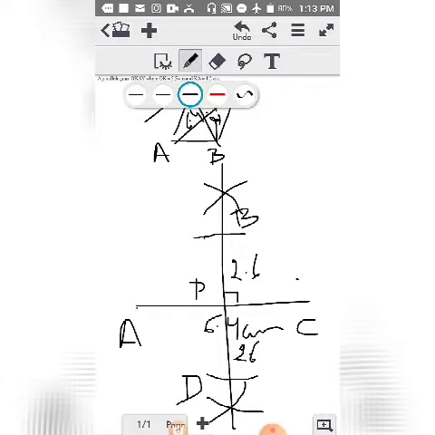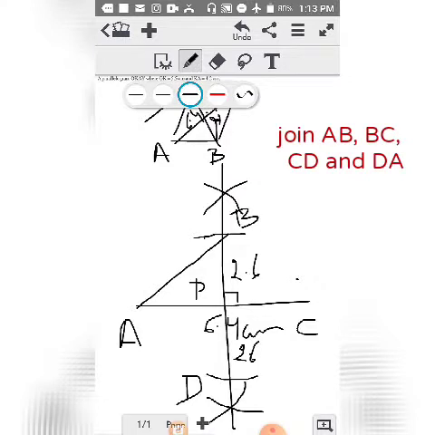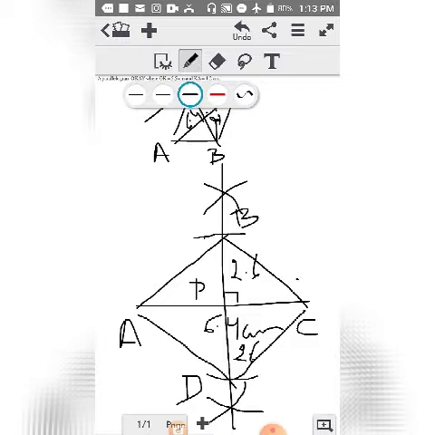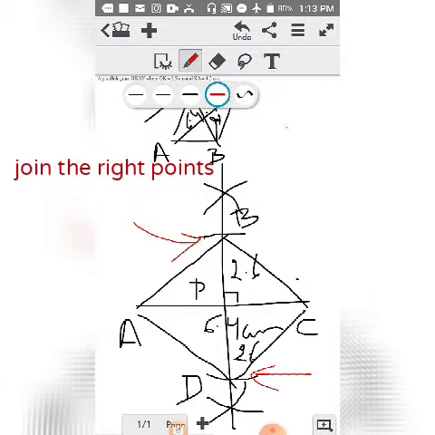You have to just join AB, join BC, join AD, and join DC. The rhombus is made by joining these. Now the important thing you have to see is which part you will join. You have to join the line where it is cutting. Join this point. It will not be joined like this.